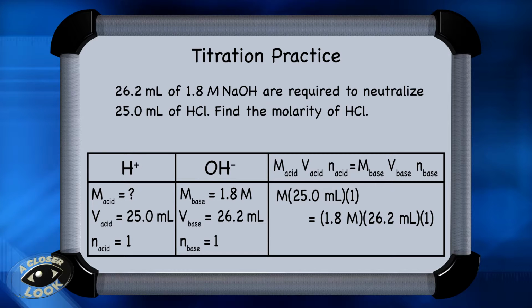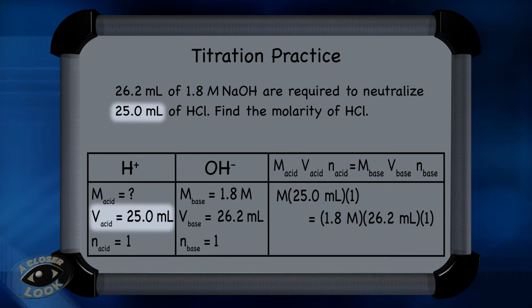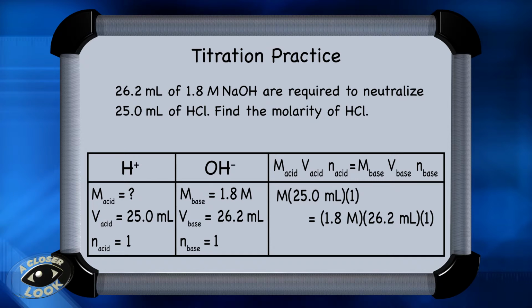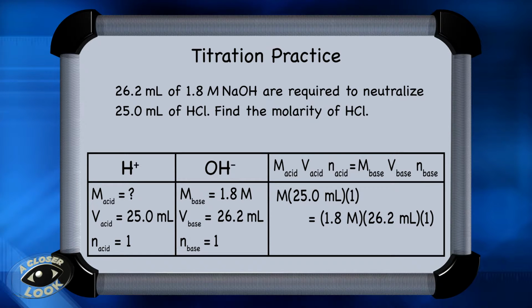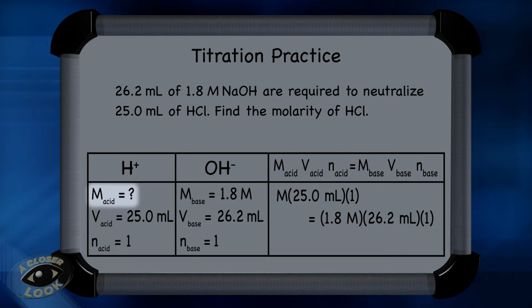For the acid, or the hydrogen ion, we know that 25.0 milliliters of the hydrochloric acid was titrated. For N, we choose 1 because there is one hydrogen in the formula of HCl. We don't know the molarity of the acid. That's what the question is asking us to solve for.